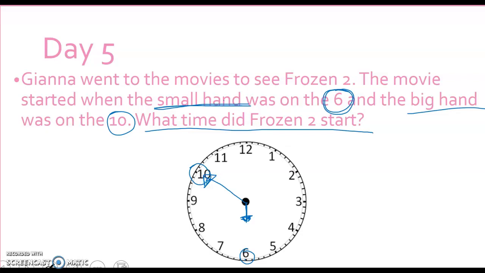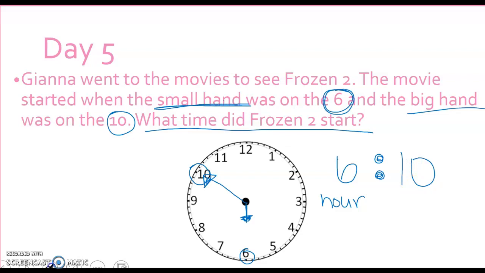So what time did Frozen start? Let's start with the small hand. The small hand is the hour hand, and it is pointing at the 6. So the hour that the movie is starting is 6 o'clock. And do the little dots to know what is the hour versus what is the minute. So the hour is 6, and then the minute is going to be the longer hand, which is pointing at 10. So is this saying that Frozen 2 is starting at 6:10?